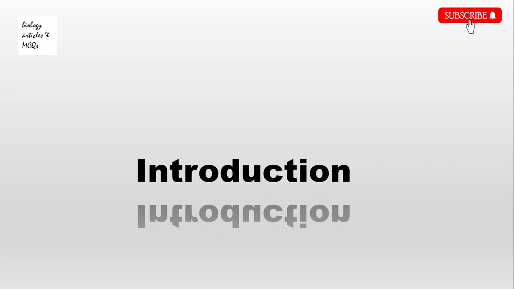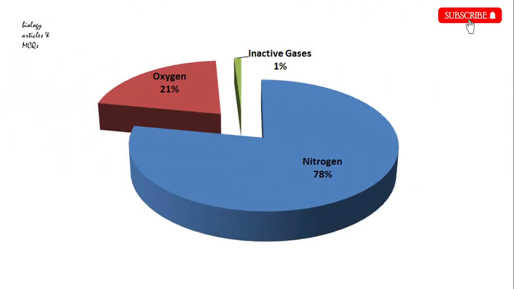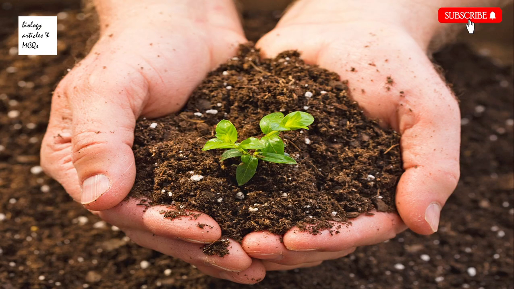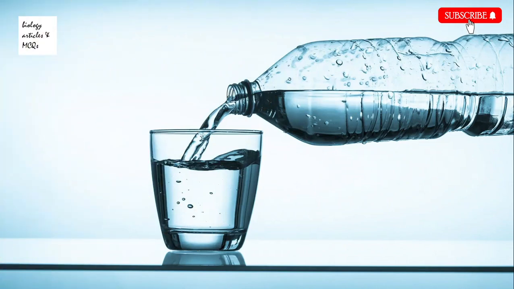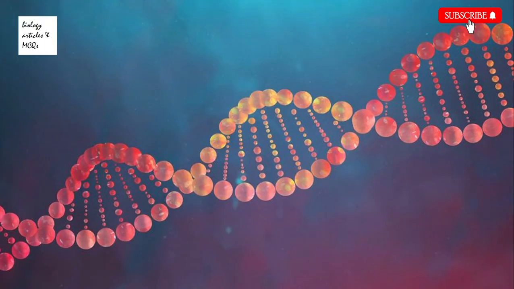Nitrogen is an odorless and colorless element, and it is the most abundant element of the atmosphere, constituting 78% of all the gases present in the atmosphere. And guys, nitrogen is very crucial to life, and it is found in the soil and plants. It is also found in the water we drink and in the air we breathe. It is also a very important building block of our DNA.